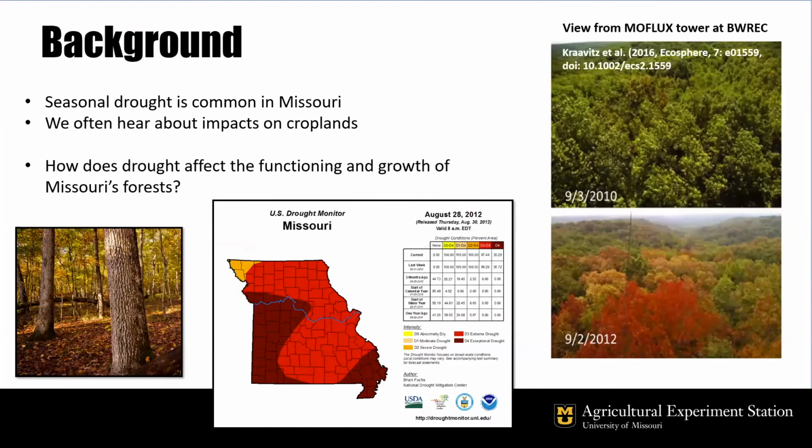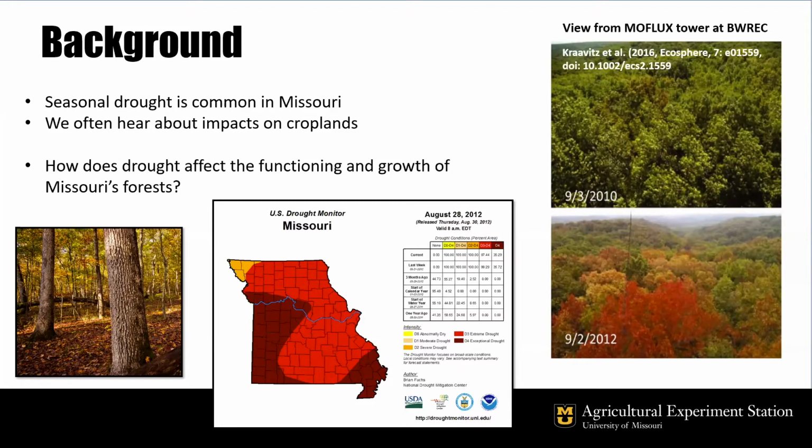So first, a little bit of background for the webinar. I'm sure it's not a surprise to anyone, seasonal drought is quite common in Missouri. Here's an image showing the US drought monitor map for the state of Missouri, just at the end of that severe drought in 2012. And while we don't always see drought this severe over the entire state, usually in each year, somewhere in Missouri, there will be some period of drought.